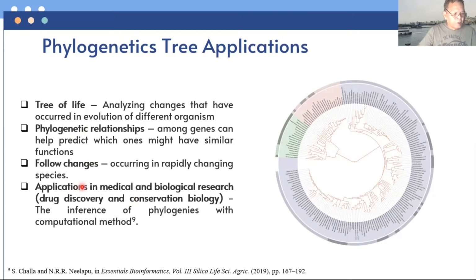The inference of phylogeny with computational methods. Phylogeny trees have already witnessed application in numerous practice domains, such as in conservation biology, in this case, illegal whale hunting, epidemiology, prediction of evolution, forensics, dental practice, HIV transmission, gene function prediction, and drug development.